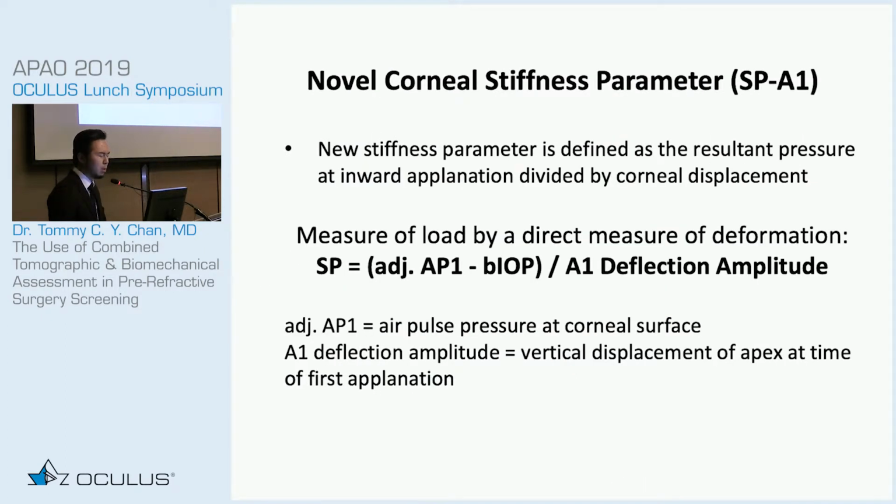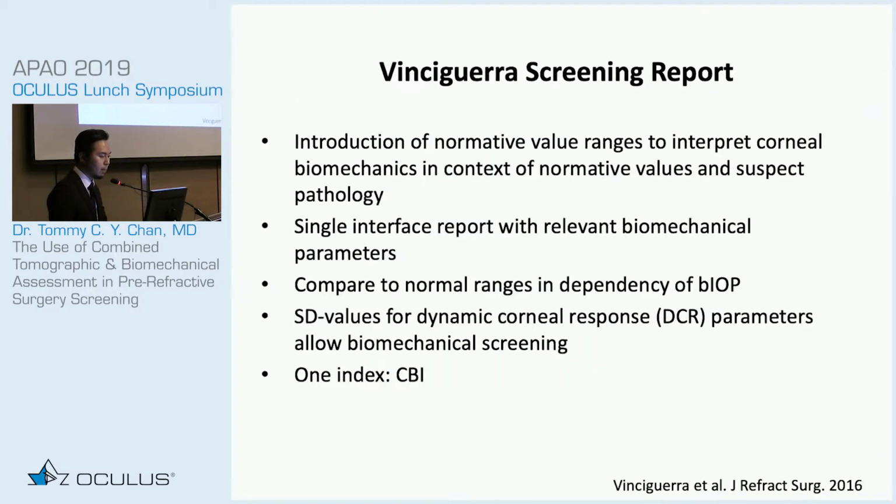Later on, a new parameter, which is called the stiffness parameter, was developed. It was intended to develop a parameter that is independent of the intraocular pressure, because we all know that the intraocular pressure of the eye will affect the measurement of the biomechanical properties of the cornea. And later on, the Vinciguerra group developed a screening report, as mentioned previously, and one index called the CBI, the Corvis Biomechanical Index.